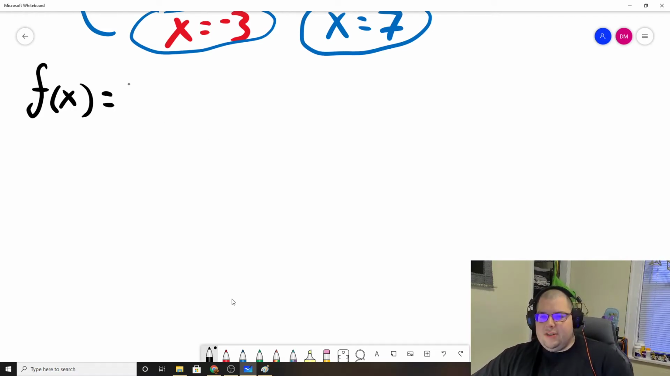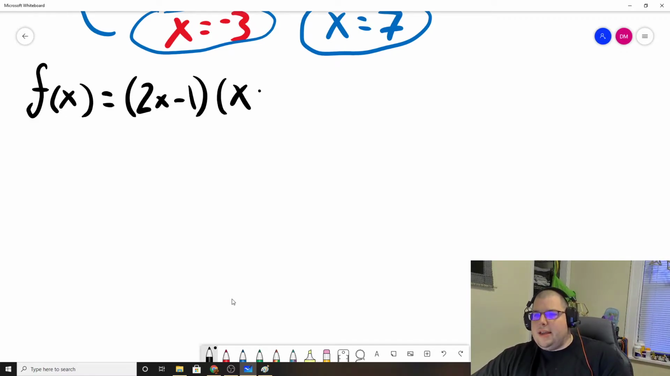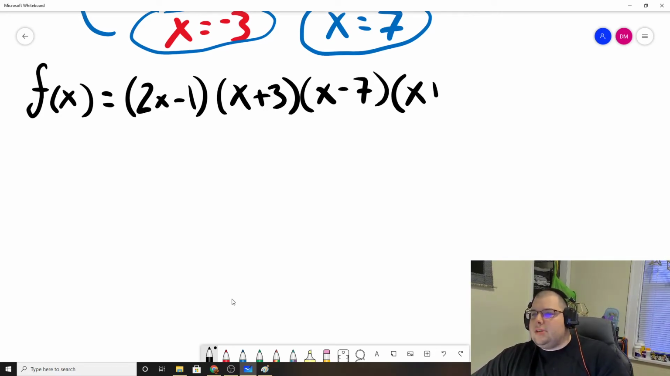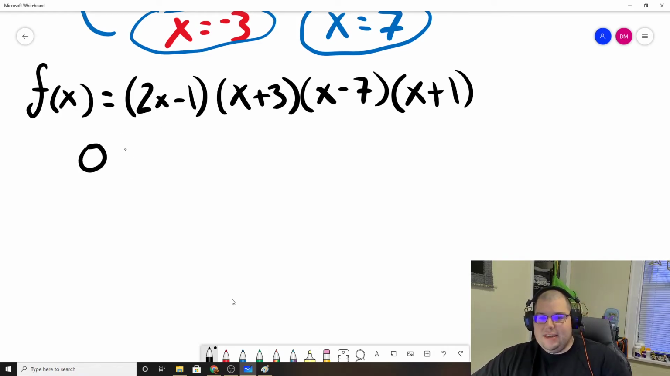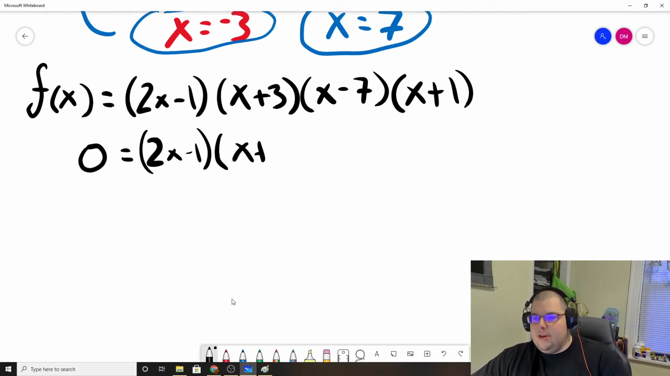So if I have something like 2x minus 1 times x plus 3 times x minus 7 times x plus 1. That should be good. 4 things. We want to set this whole polynomial equal to 0 to find its zeros. So, of course, I got to write it all over again. I want to find the zeros of this factored polynomial. So I set it equal to 0.